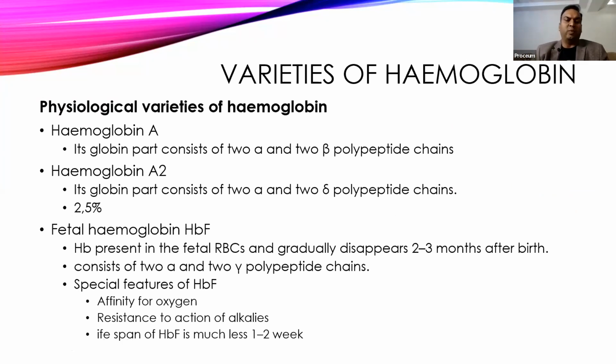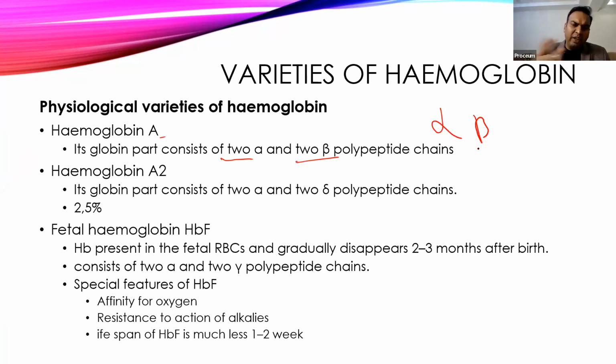Now come to the varieties of the hemoglobin. As in a previous slide I already told, there are three different types of hemoglobin normally found. That is physiological varieties. First and common is hemoglobin A, which is usually seen in the adult, and it contains 2 alpha and 2 beta chains. Remember this, alpha and beta chains in the adult hemoglobin. यह भी आपको पैथोलॉजी में आगे काम में आएगा.